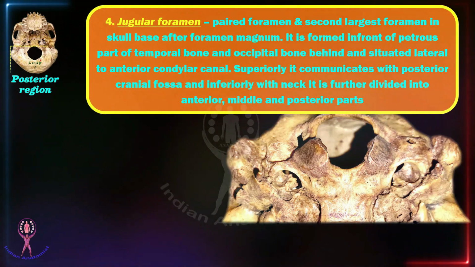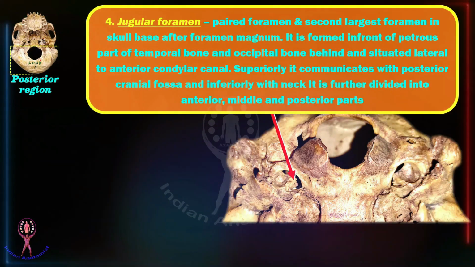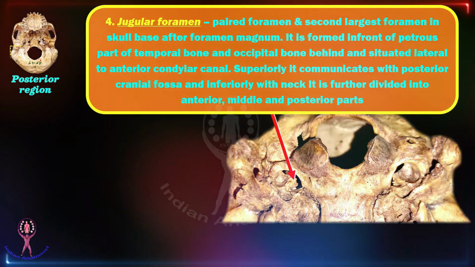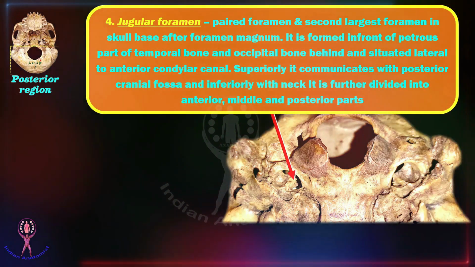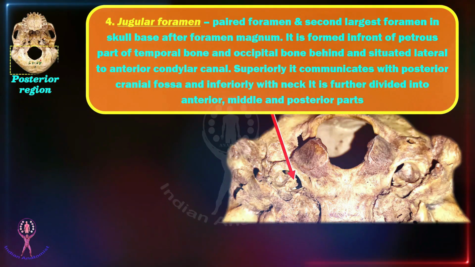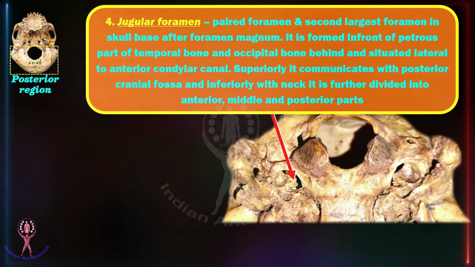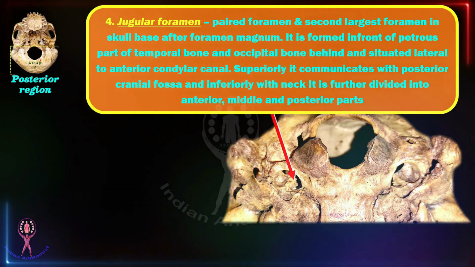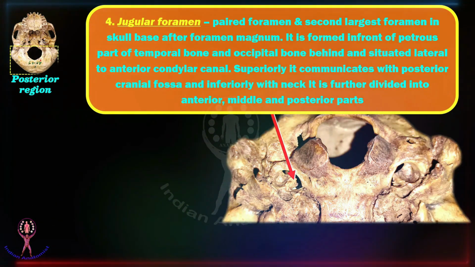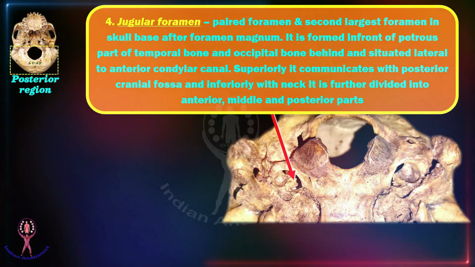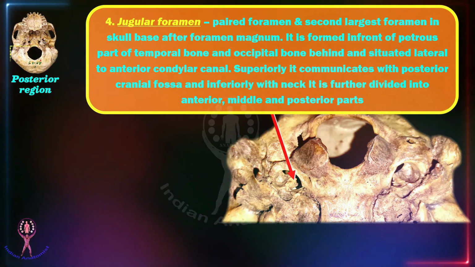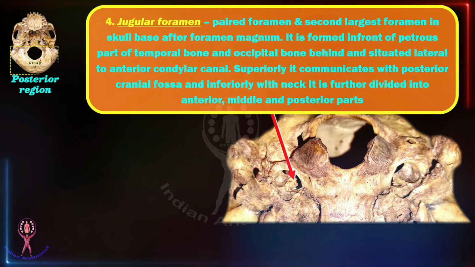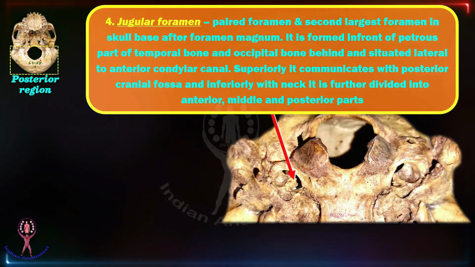The next paired foramen, the jugular foramen, is the second largest foramen in the skull after the foramen magnum. It is formed in front of the petrous part of temporal bone and occipital bone behind, and lateral to the anterior condylar canal. Superiorly, the jugular foramen communicates with posterior cranial fossa and inferiorly with the neck. Jugular foramen is further divided into three compartments, the anterior, middle and posterior parts.